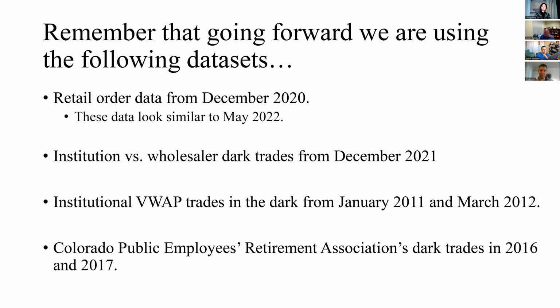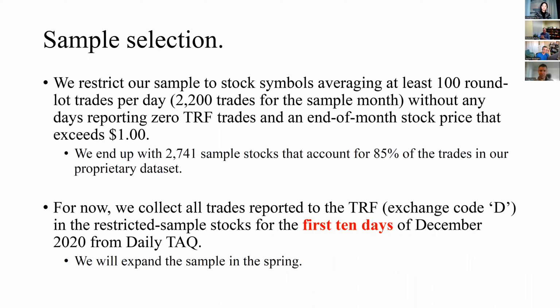Act. All right. So we're going to restrict our sample to stock symbols with at least 100 round lot trades per day, and end of month price that exceeds $1. We'll end up with 2,700 sample stocks that account for about 85% of the trades. As I mentioned, for now, first 10 days, we'll expand that.